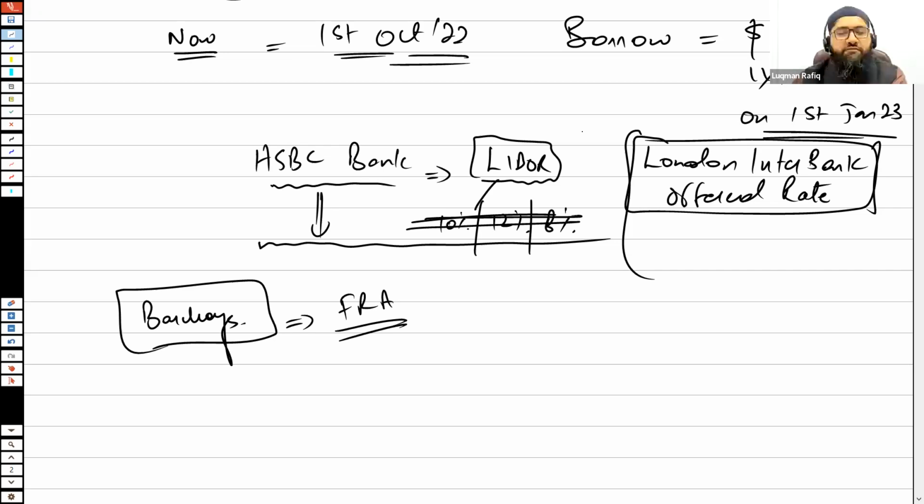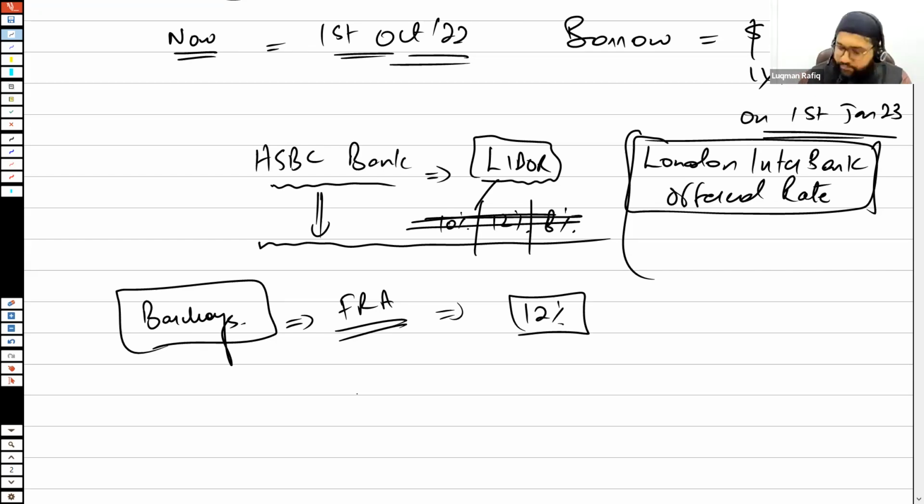Now, when Barclays offers you an FRA, Barclays says that, look, whatever the interest rate that is prevalent, we are giving you a guarantee for a 12% rate. You can trade with us at 12%. We are giving you a guarantee that your interest rate is going to be 12%. So that's what Barclays tells us, that your interest rate is going to be 12%.